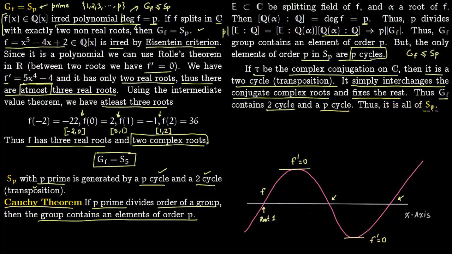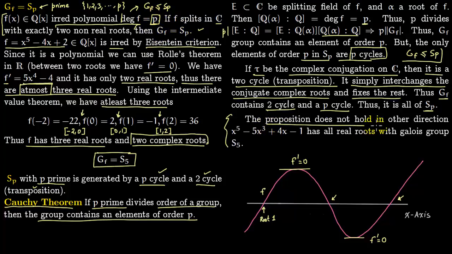And therefore it has all of S_p, because a p-cycle and a 2-cycle will generate S_p, and the Galois group is already a subgroup. Now we have shown that it contains both the elements which generate S_p, so it is the entire permutation group. And that is what we wanted to show. So if f splits in the complex numbers and it has two non-real roots, then the transposition will exchange these two non-real roots, and therefore the Galois group has a 2-cycle, and it already has a p-cycle because of this prime p here, and therefore the Galois group of f is S_p.